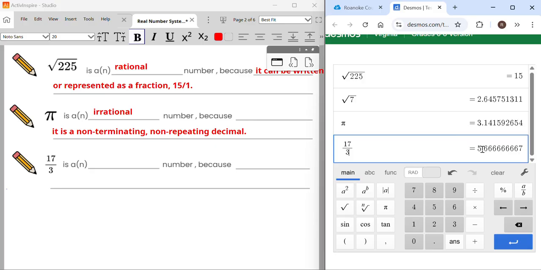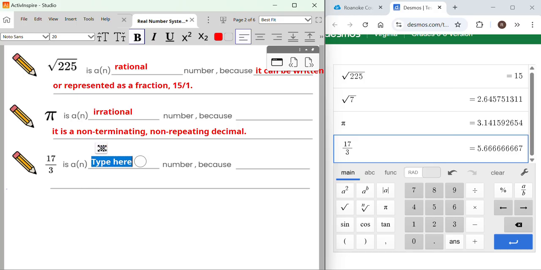That gives me 5.66666666, and then it goes to 7. That is not really a 7. What happened here is the calculator ran out of room, so it rounded this 6 up to a 7. Okay, so just ignore that last number, ignore the 7, and just see that the 6's are repeating and they are never going to stop.